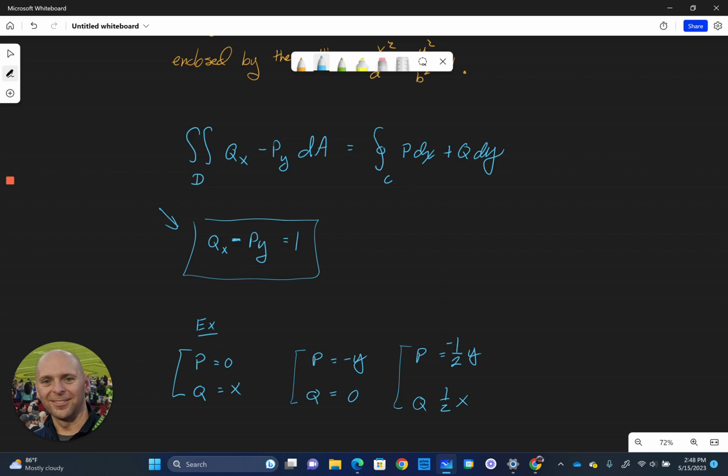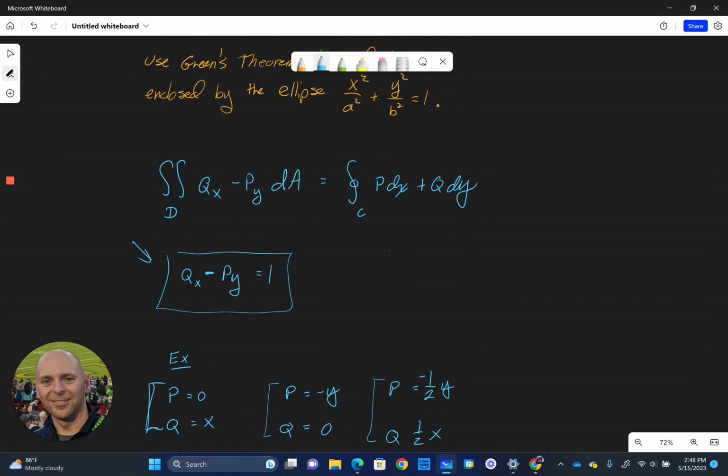So I'll just take the first one here, the one where P is 0 and Q is equal to x, and we'll work through this particular problem. We are going to have to parametrize our ellipse. So the parametric form for that ellipse is just x equals a cosine t and y equals b sine t to create our ellipse. So that gives us effectively that r of t is equal to a cos t, b sin t. Not that we absolutely have to write that out that way, but sometimes that's helpful.